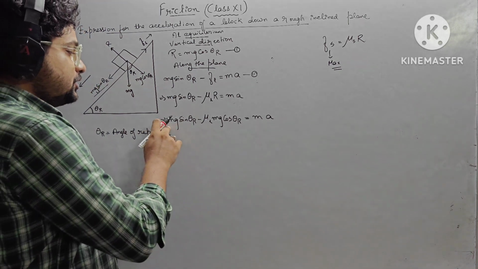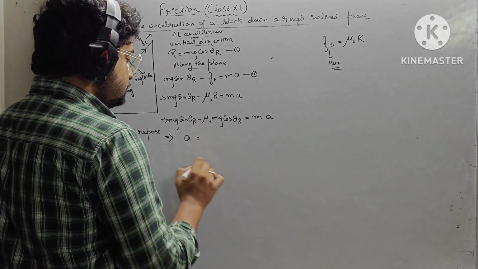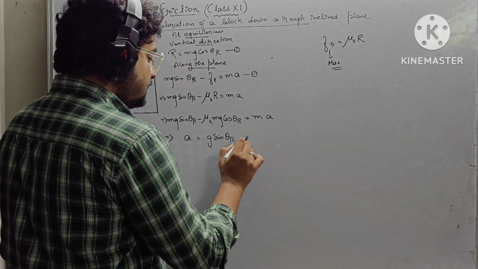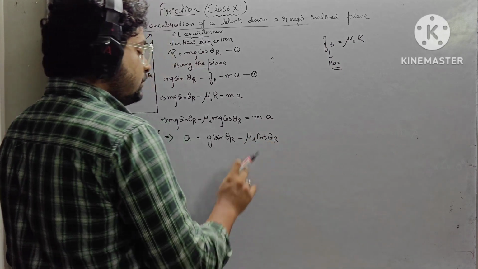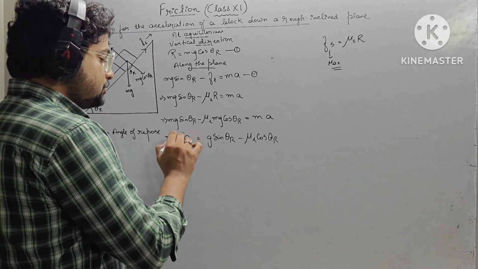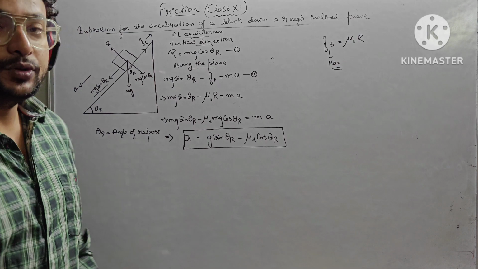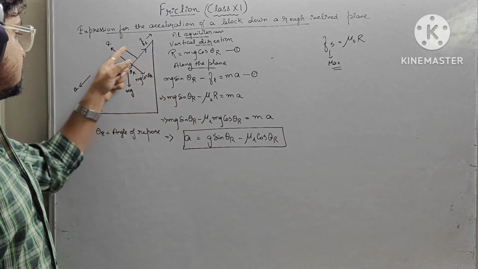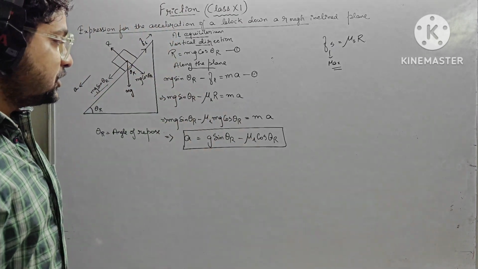Fine. From both sides m will be cancelled, so we get a equals g sin theta minus mu L cos theta. In some of the books, you can find this written with K also, for kinetic friction. So this will be the value of acceleration of the body: g sin theta minus mu K cos theta or mu L cos theta. With this acceleration, the body is going to slide down. So that was the expression for acceleration.